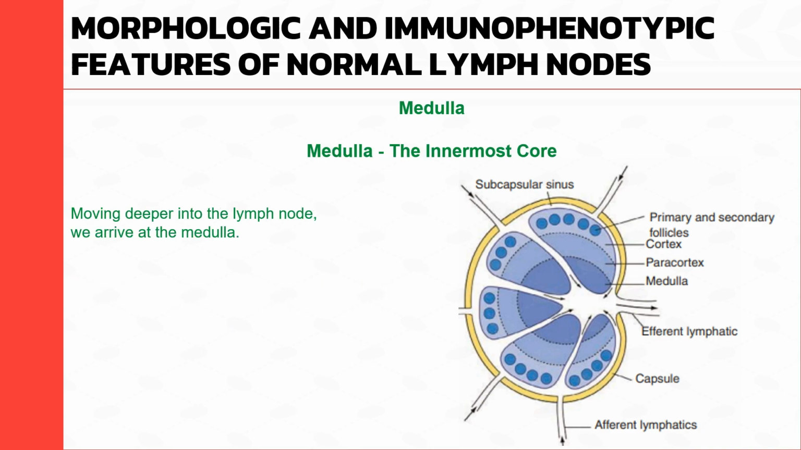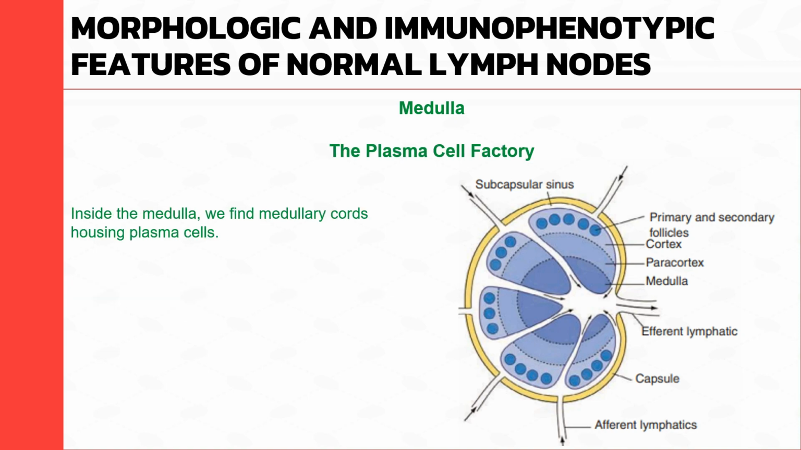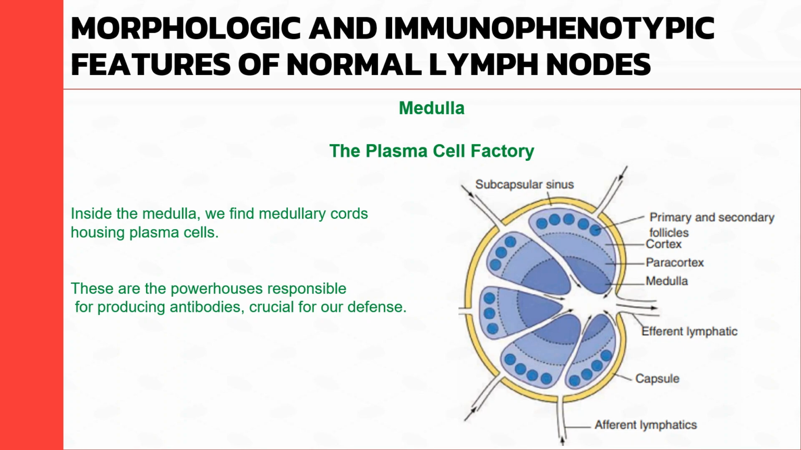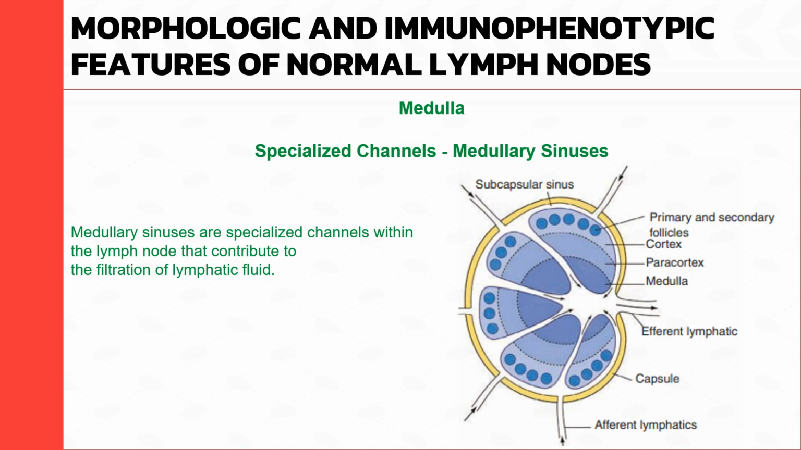characteristics. Moving deeper into the lymph node, we arrive at the medulla. It surrounds the hilum and plays a vital role in the immune response. Inside the medulla, we find medullary cords housing plasma cells. These are the powerhouses responsible for producing antibodies, crucial for our defense. Medullary sinuses are specialized channels within the lymph node that contribute to the filtration of lymphatic fluid.